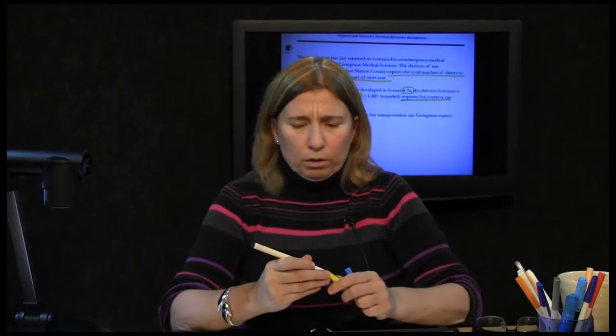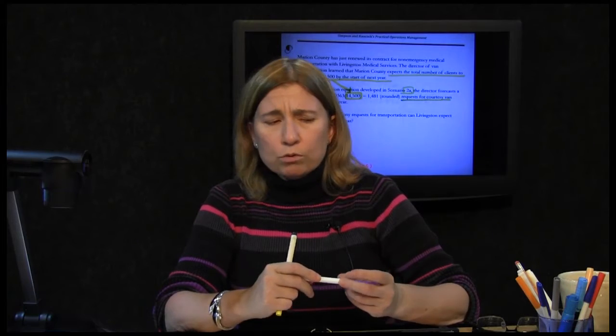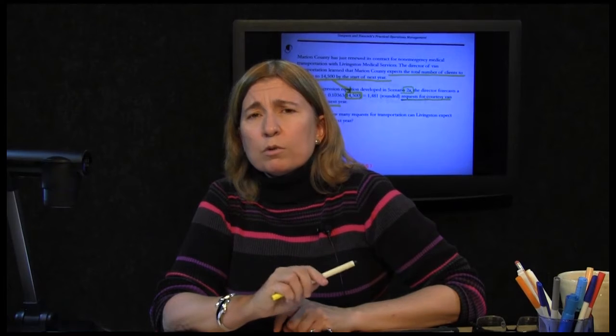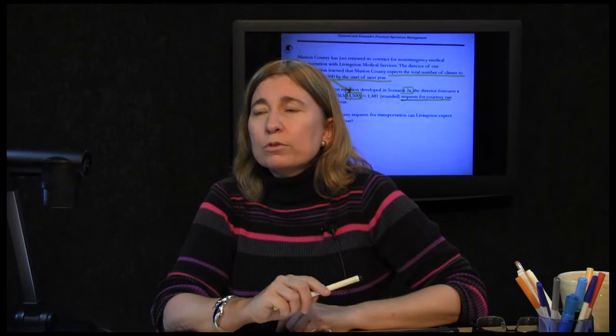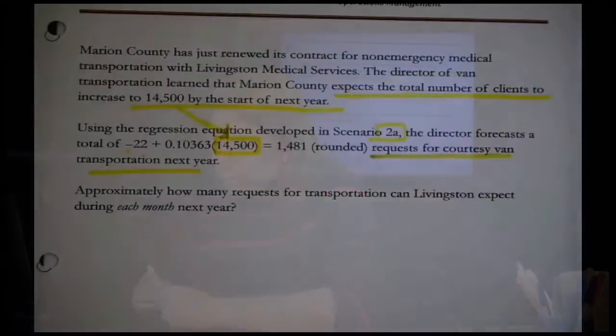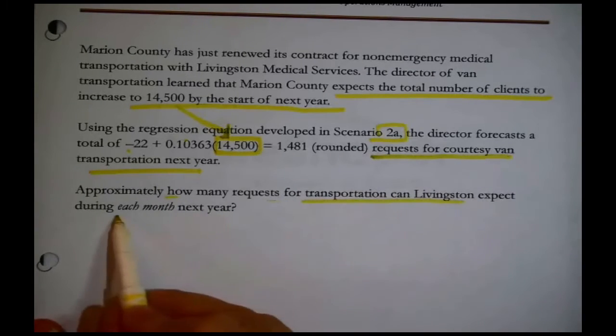So what has happened here is that we have a quote for the number of clients, and using a regression model from earlier, the manager has come up with a forecast for the number of courtesy van transports. It sounds like they have it all under control. That number, 1,481, is for the whole year. So what am I supposed to do? Well, like it says here, approximately how many requests for transportation can Livingston expect each month?